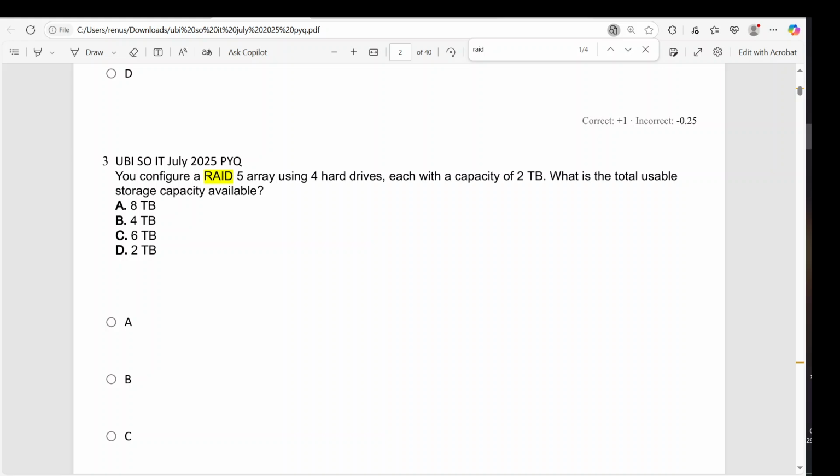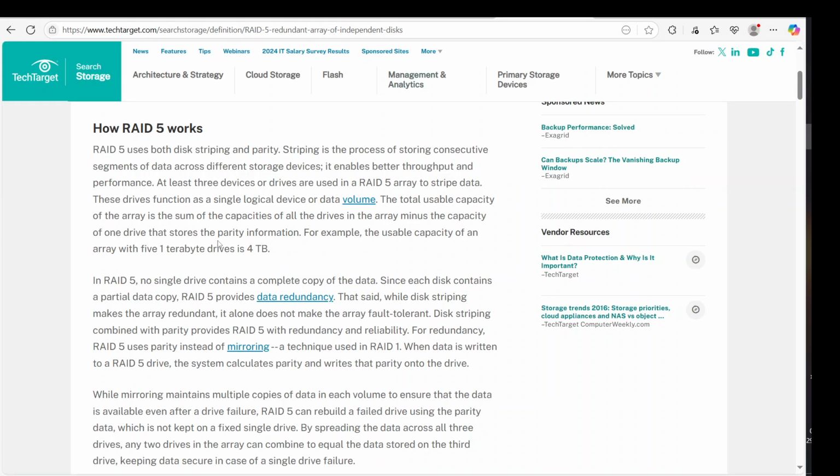Moving ahead, RAID 5. What happens in RAID 5? See, what is RAID? It is a technique in which we store our data, so that if any mishap happens, we can also recover our data. It is a way to store the data. In that we have RAID 1, RAID 2, RAID 4, RAID 5 like this.